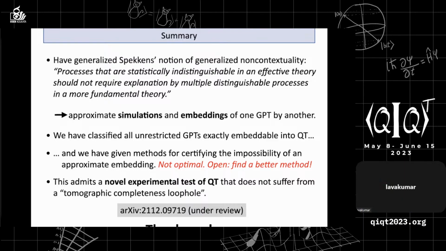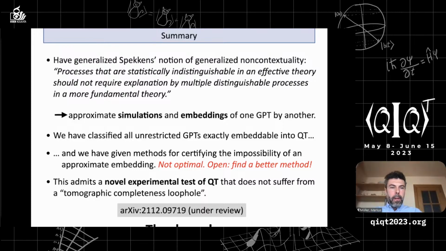Is the fundamental theory and the effective theory, the state space in the fundamental theory should be smaller than the effective theory state space? Is it? So maybe you can tell me in a minute why you would expect this. So I would rather expect that the state space of the fundamental theory is larger.